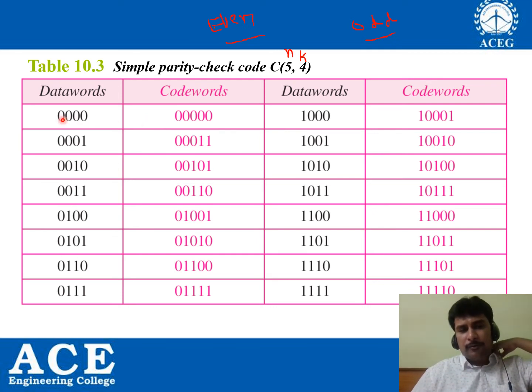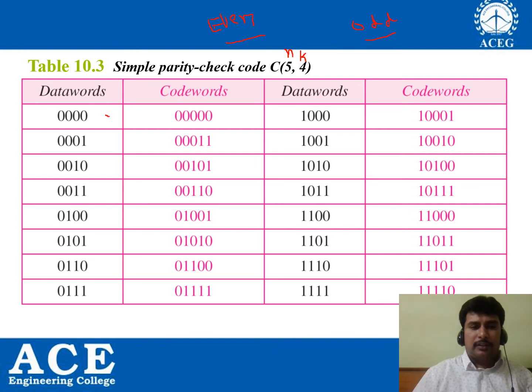So we have all zeros. The total number of ones is 0. So the redundancy bit is r, and the value of r should be such that the total number of ones including data and redundancy bit should be even. So for this scenario, 0 0 0 0, the number of ones is already 0, which is even, so r should be 0.